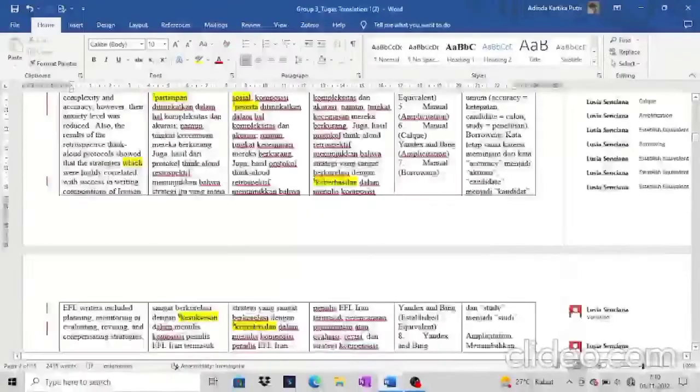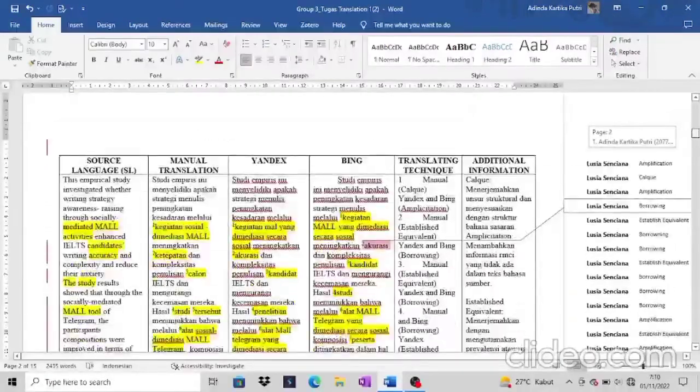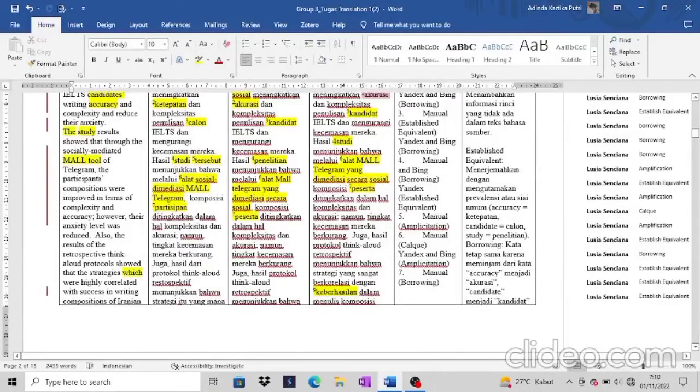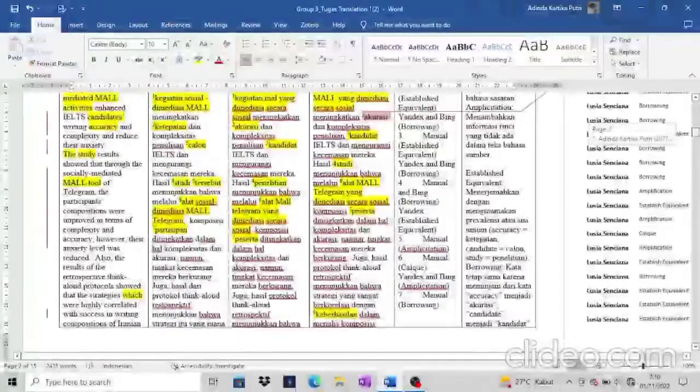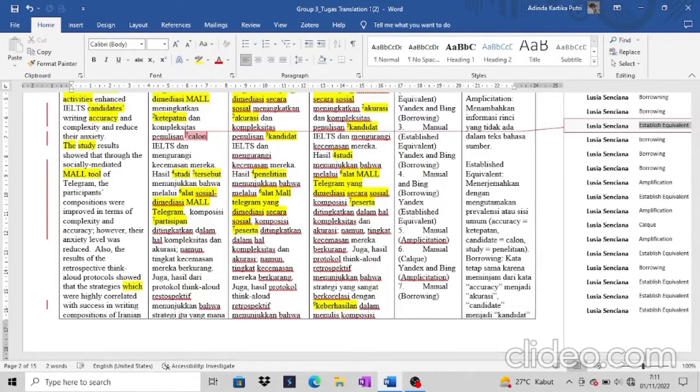Okay, the third is the word candidate. In manual is using established equivalent, translating by prioritizing the prevalence or general use, candidate becomes "calon." And for the Yandex and Bing, they use borrowing. So borrowing, the word remains the same because it borrows from the word candidate becomes "kandidat."